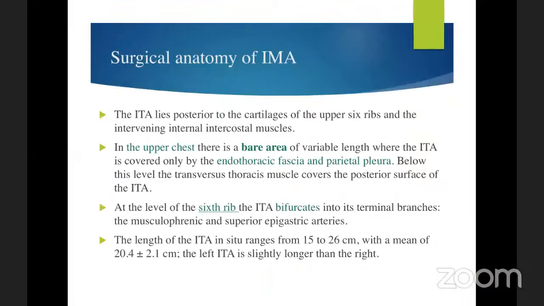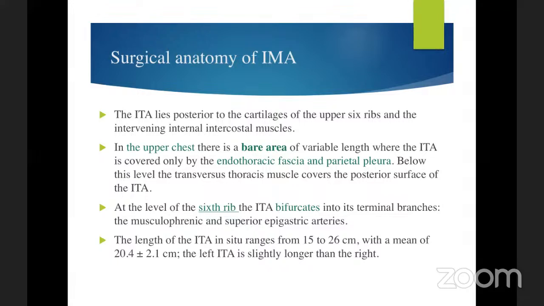So, the internal thoracic artery lies posterior to the cartilage of the upper 6 ribs and the intervening internal intercostal muscle. In the upper chest, there is a bare area of variable length where the internal thoracic artery is covered only by the endothoracic fascia and parietal pleura. Below this level, the transverse thoracic muscle covers the posterior surface of the internal thoracic artery.